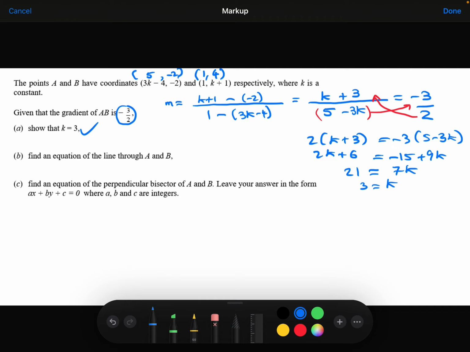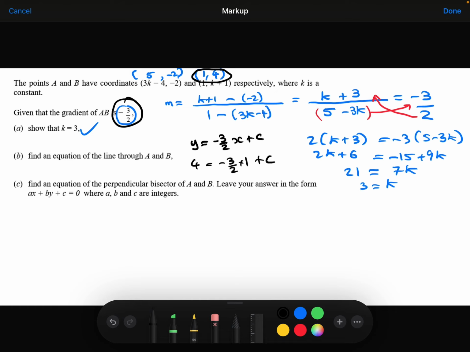Which is going to be useful for part B of the question, where it says to work out the equation of the line through them. Well, I know the gradient of the line through them. So I can straight away write down y equals -3/2 x plus c. I was told the gradient here. And I'm going to substitute in either point A or point B. I think point B is probably slightly easier. There's no negatives there. So the y coordinate is 4, when the x coordinate is 1.